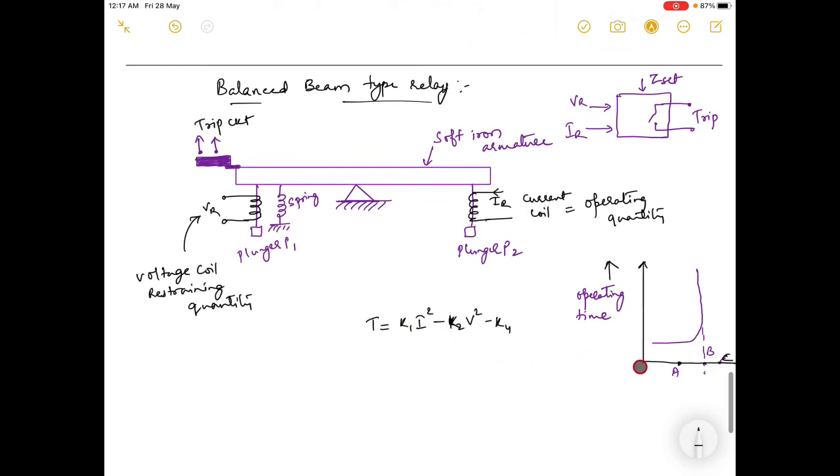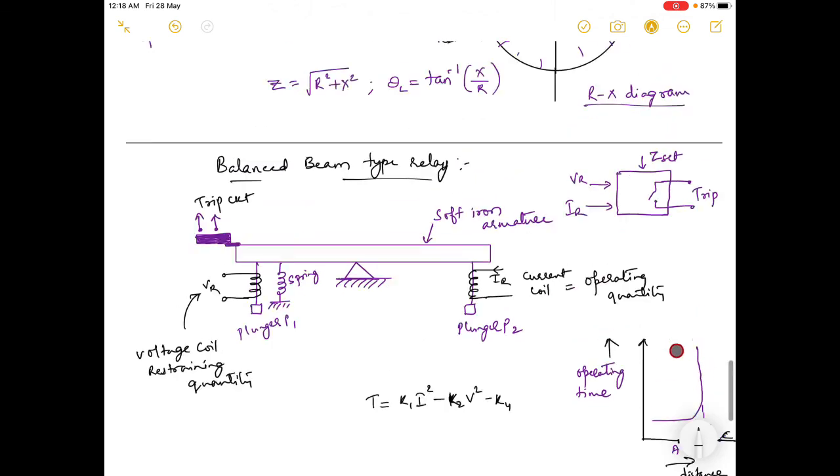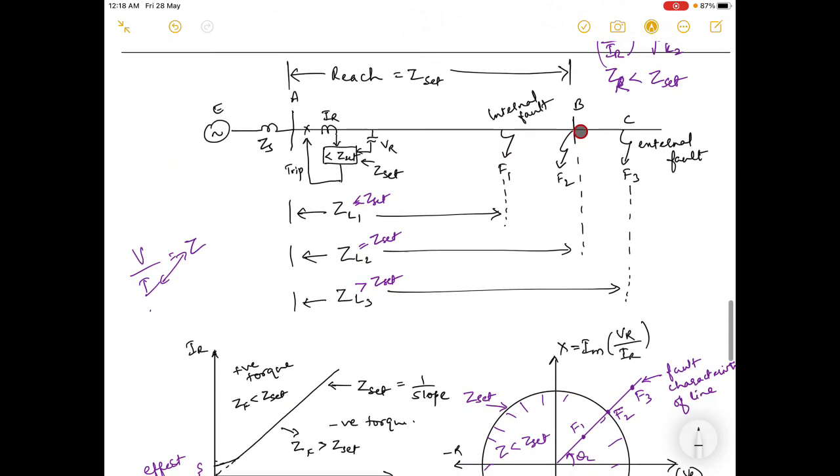So here the characteristic is something like this. This is operating time versus distance. Till a particular point it will be constant time, and suddenly at a particular current, for that distance it will operate. So the characteristic is something like this. For C it doesn't operate, it will not wait up to point C because it is set up to only point B, just like we had seen here.